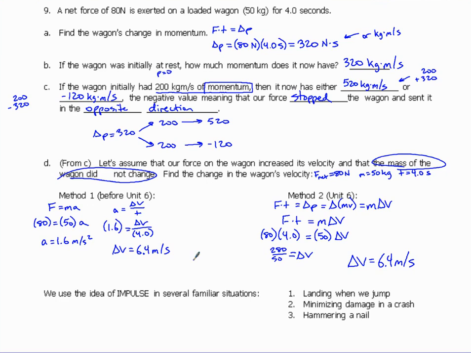So we use the idea of impulse in several different familiar situations. For instance, landing when we jump. When you jump and you land, your knees naturally bend, and that increases the amount of time of your landing, meaning that it decreases the force. If you land with your knees locked, the time is very small and the force is going to be very big.